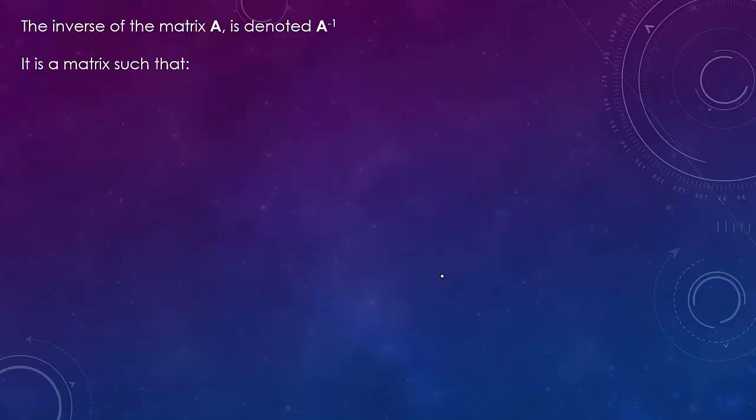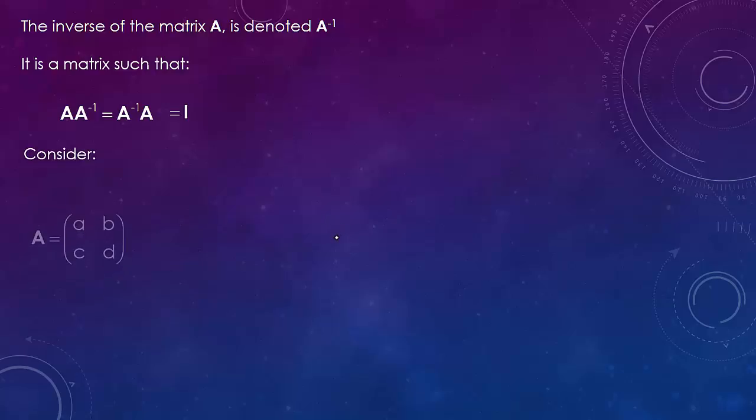It is a matrix such that if we do A multiplied by the inverse, or the inverse multiplied by A, in either case, we get the identity matrix. So this is a situation where AB is equal to BA, if you like.